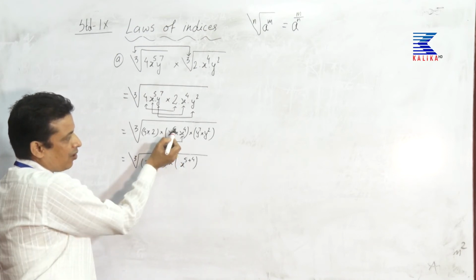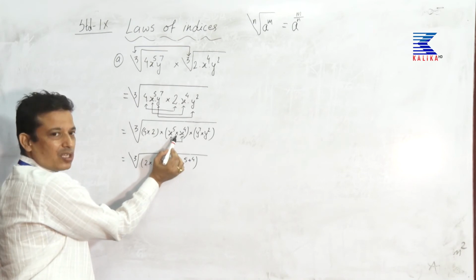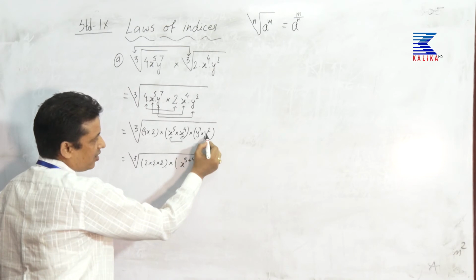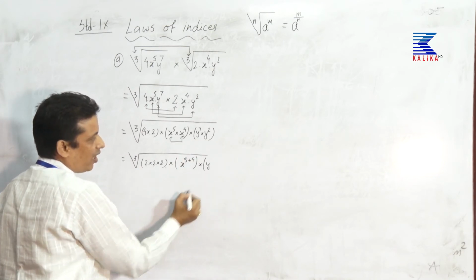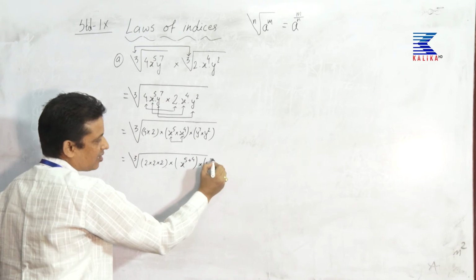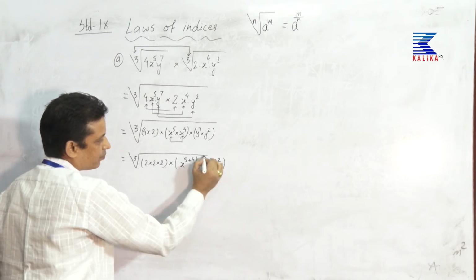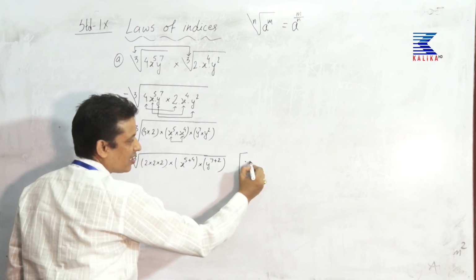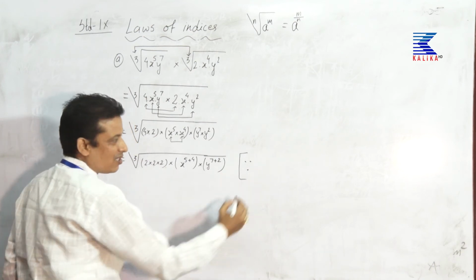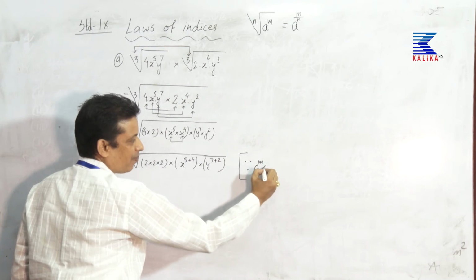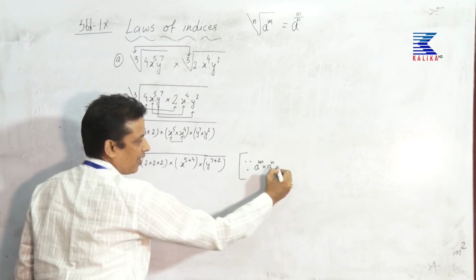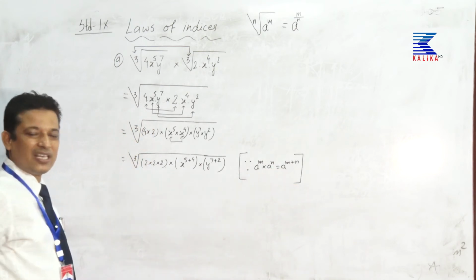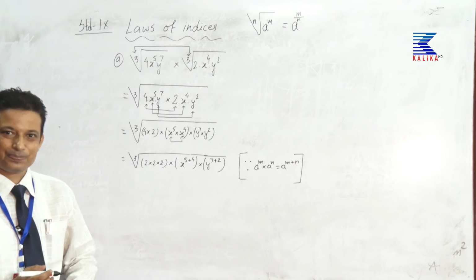Look, power should be added because the sign between the terms is multiplication. Into, this is y, this is also y, we can write single y and we can add the power, that is 7 plus 2. Let me remind you what law of indices we have used here, because a to the power m into a to the power n is equal to a to the power m plus n. So, this rule is used here, students.